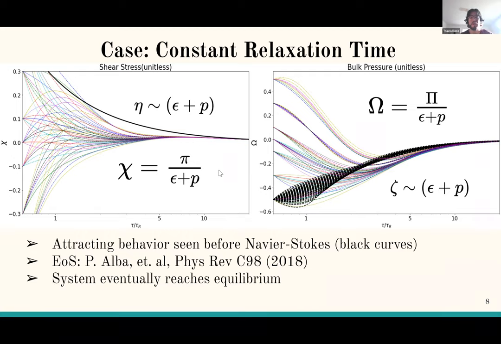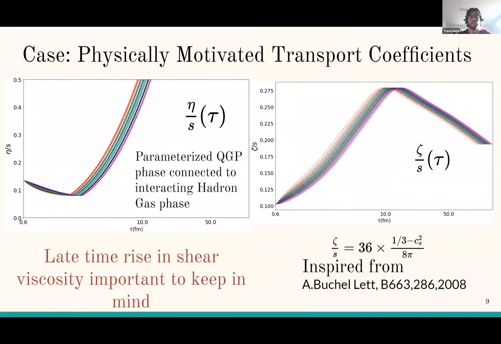So good. We already include some realism. We include a realistic equation of state, and we see that attractors are persisting, but this is a constant relaxation time, right? So that's still an assumption that we're making. And we know that the relaxation time for heavy ion collisions probably should not be constant, right? So one can then try to relax that assumption and take the case of physically motivated transport coefficients. Here on the left is actually eta over s as a function of tau, which is the time variable in the Bjorken flow. One thing to keep in mind here is that there is this late time rise in the viscosity.